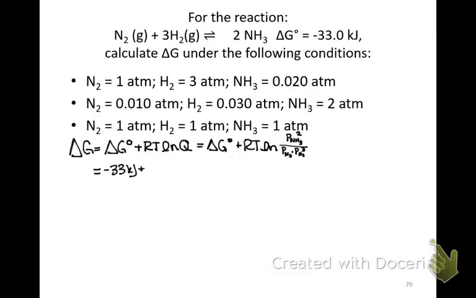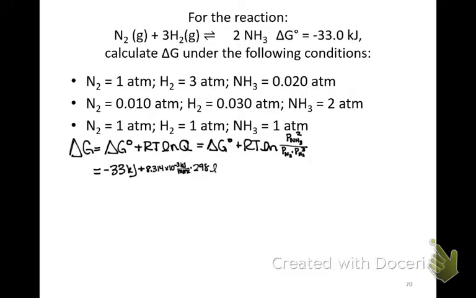And then we're going to plug in RT. So R, which value of R do we need? We need the one with the joules, but we're going to convert it to kilojoules here. So 8.314 times 10 to the minus 3 kilojoules per mole Kelvin. The temperature needs to be in Kelvin, but we'll take 298, just keep that the same.